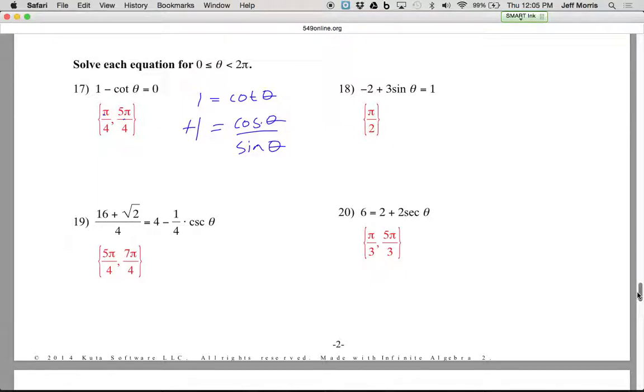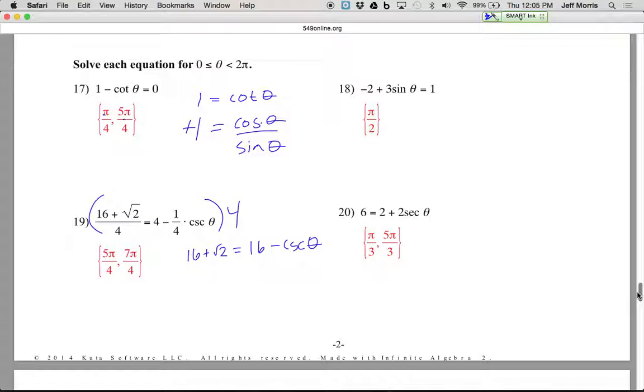Number 19, get rid of the fluff first. Okay, I'd multiply everything by what? Should get rid of the fractions. 4. So you have 16 plus root 2 is equal to 16 minus cosecant theta. So I went ahead and just cleared the fractions because they're annoying.